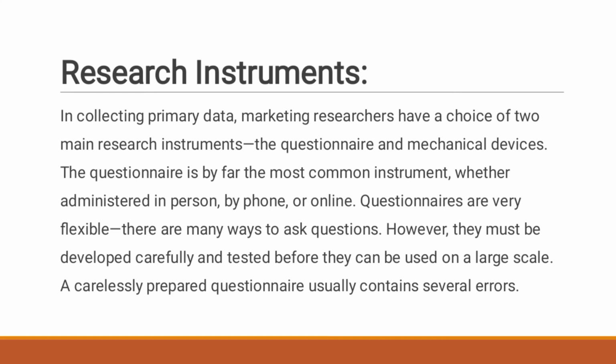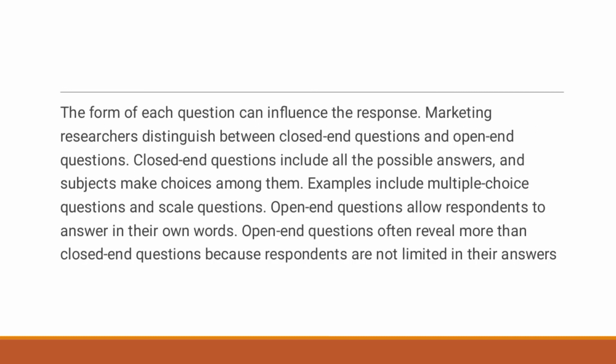Research instruments: in collecting primary data, marketing researchers have a choice of two main research instruments: the questionnaire and mechanical devices. The questionnaire is by far the most common instrument, whether administered in person, by phone, or online. Questionnaires are very flexible. There are many ways to ask questions. However, they must be developed carefully and tested before they can be used on a large scale. A carefully prepared questionnaire usually contains several errors. The form of each question can influence the response.